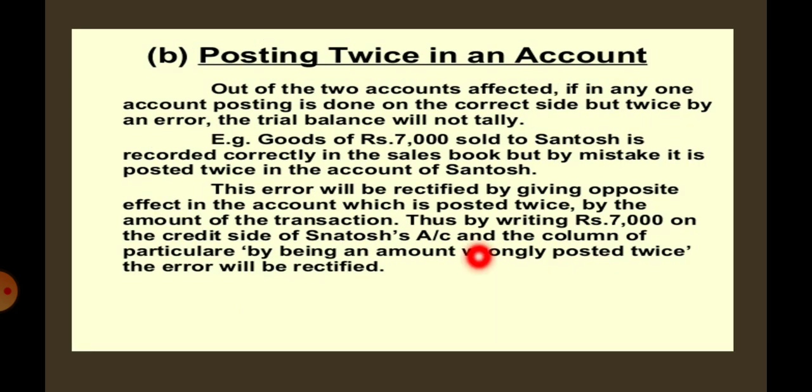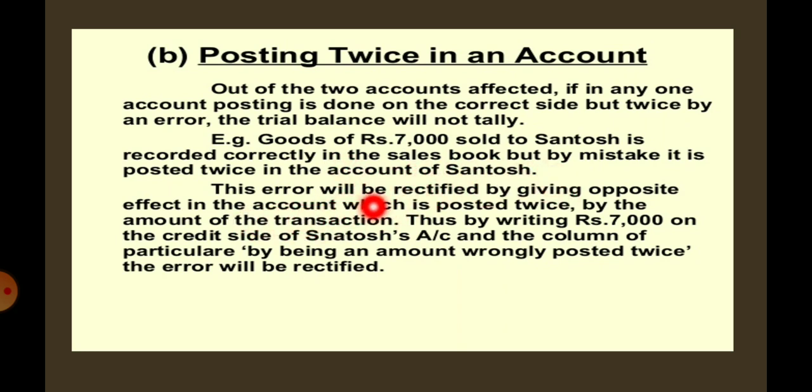Posting twice in an account. Out of two accounts affected, if in any one account posting is done on the correct side but twice by error, the trial balance will not tally. For example, rupees 7,000 sold to Santosh is recorded correctly in the sales book, but by mistake it is posted twice in the account of Santosh. So this amount is posted into Santosh's account twice.